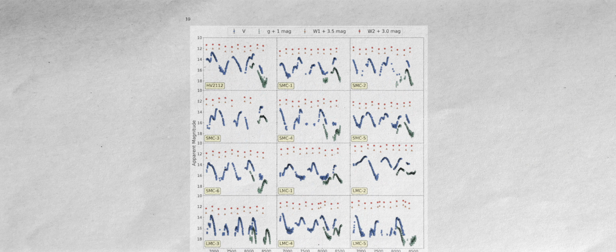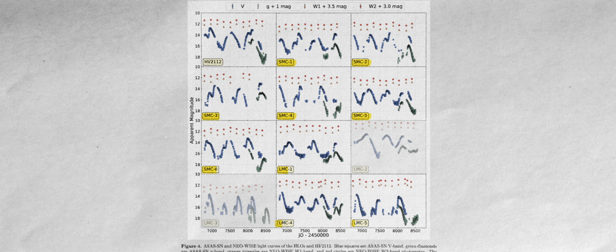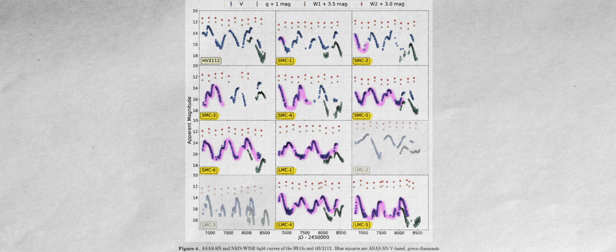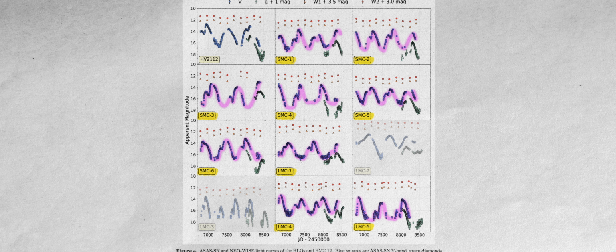And then if I just go through some of the examples here, we were successful. All in all, we found 9 other stars, so counting HV2112, 10 in total, that shared these common properties and that we wanted to dig into a little bit more.